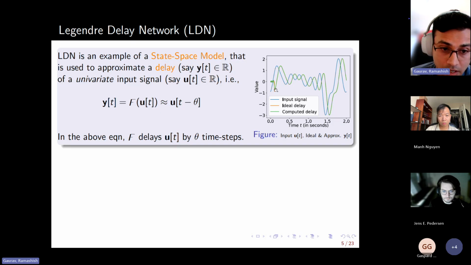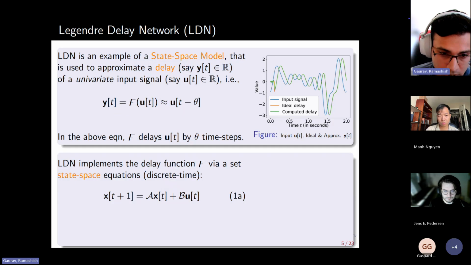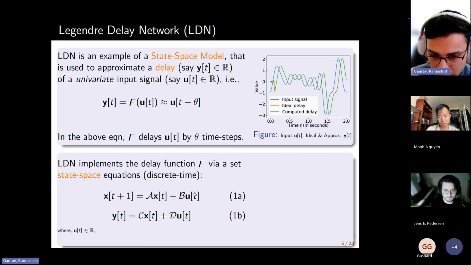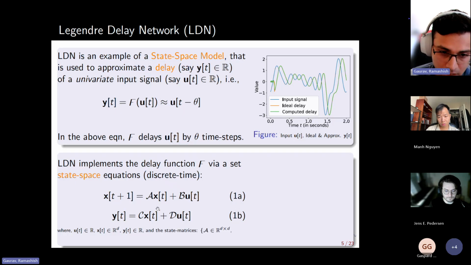So the LDN implements the delay function f via a set of state space equations in discrete time. These are the set of state space equations. The first one is the state transition equation, and this is the state observation equation. Here u(t) is the input to the LDN, and x(t) here is actually the state vector of the LDN, which is a d-dimensional state vector. And y(t) here is the output from the LDN. And the state matrices A, B, C, and D are predefined. You need to define them.